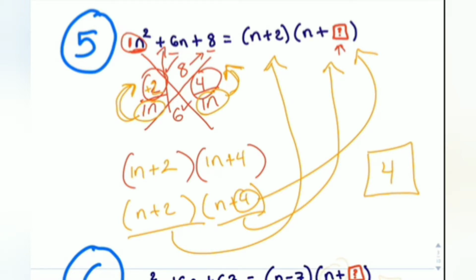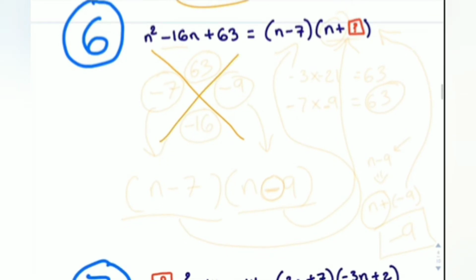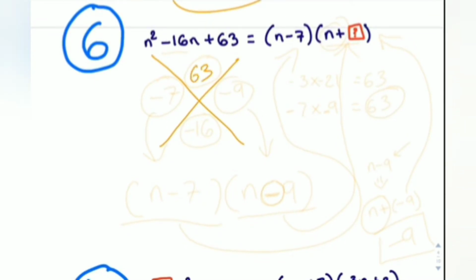Okay, let's do the same. 63 goes here, and the middle term goes here. So we need two numbers that multiply to 63 and add up to negative 16. Here, we must do some trickery. Two numbers that multiply to 63. Let's start off with 3. 3 times something that equals 63, and I believe it's 21. Yes, 21.